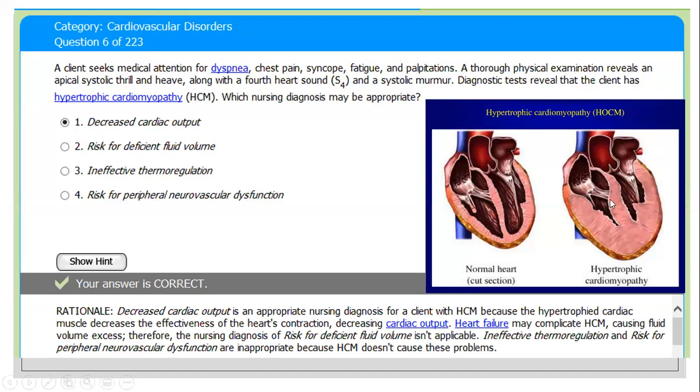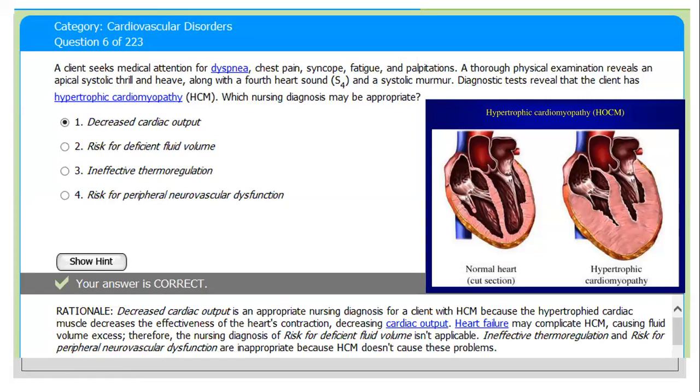So you see, the heart wall thickness is increased. So this heart will not pump the blood like the normal heart, right? This situation we call hypertrophic cardiomyopathy. It is also known as hypertrophic obstructive cardiomyopathy. It is a cardiovascular disease characterized by an abnormally thickened heart muscle.